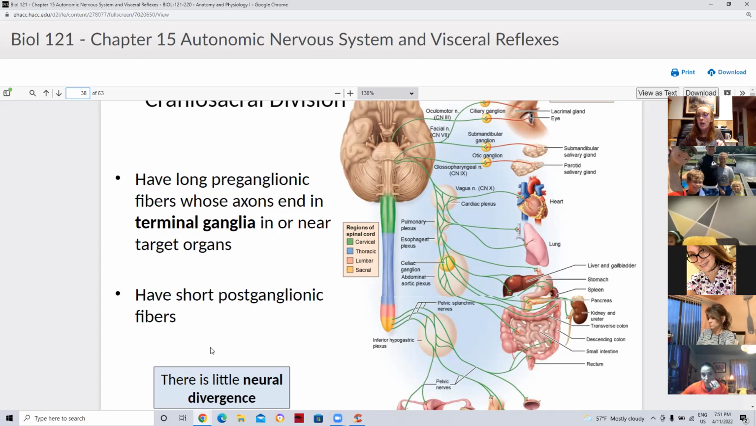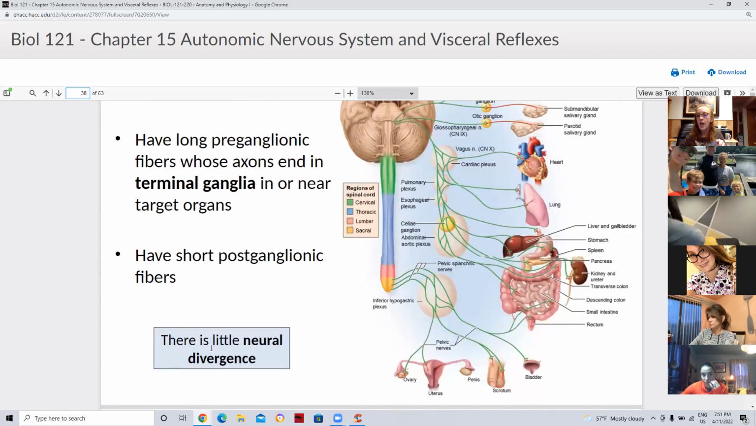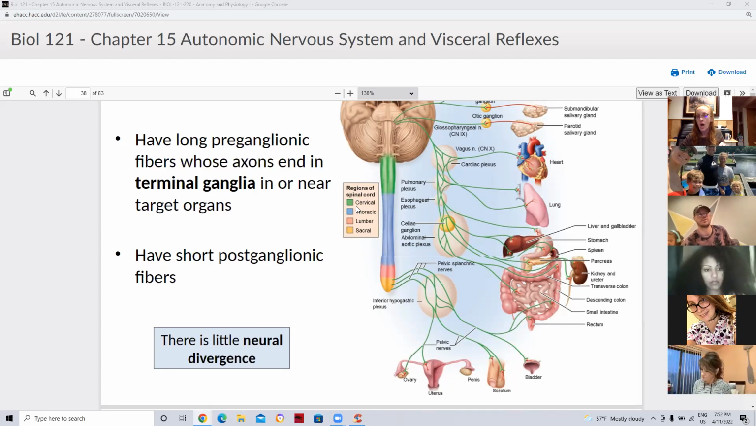If you want to think about it, neural divergence would be a branching off of the postganglionic fibers. We don't have that here. We don't have a lot of branching off of postganglionic fibers. So there's going to be very little neural divergence. So long preganglionic fibers whose axons are going to end in the terminal ganglia at or near the target organs and have very short postganglionic fibers.